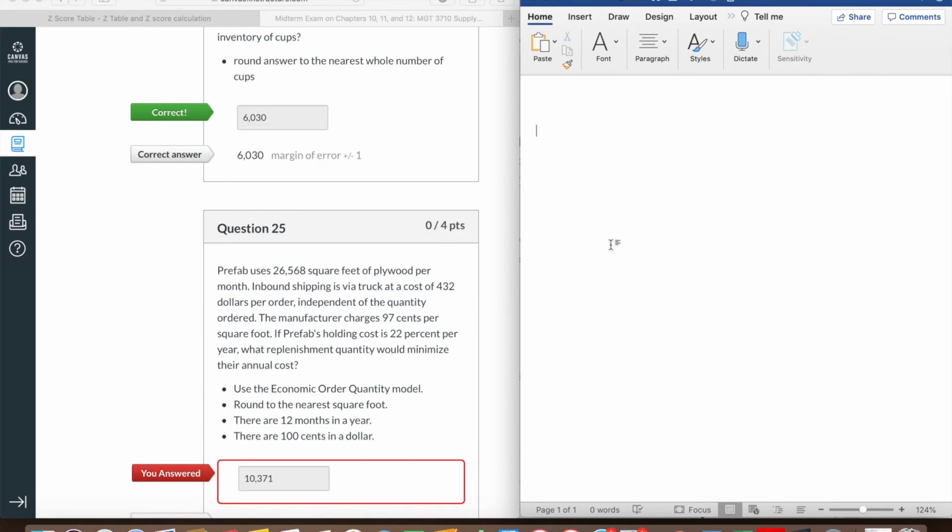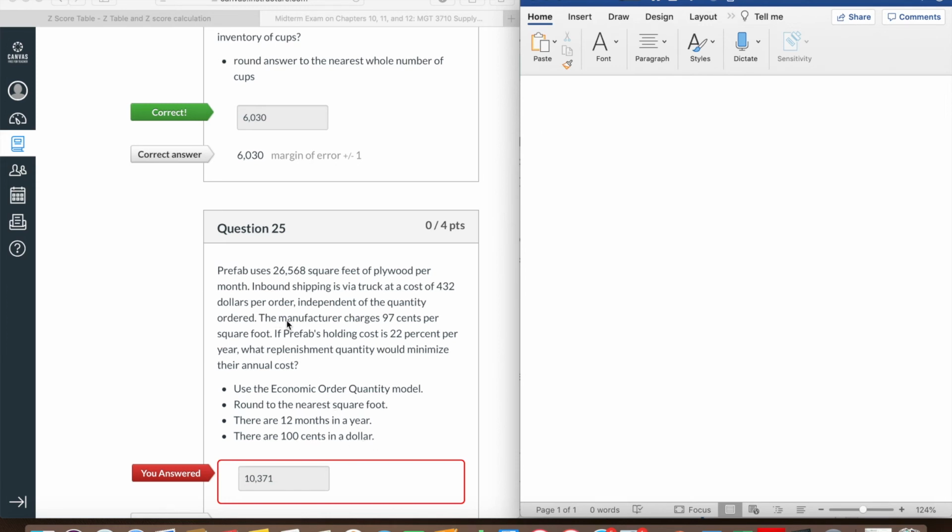Question 25 says, prefab uses 26,568 square feet of plywood per month. Inbound shipping is via truck at a cost of $432 per order, independent of the quantity that's ordered. The manufacturer charges 97 cents per square foot. If prefab holding cost is 22% per year, what replenishment quantity would minimize the annual cost? So we use the economic order quantity model. We round to the nearest square foot, 12 months in a year, and 100 cents in a dollar.